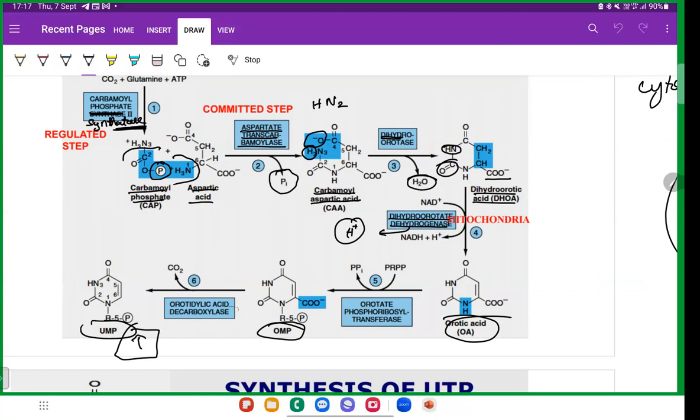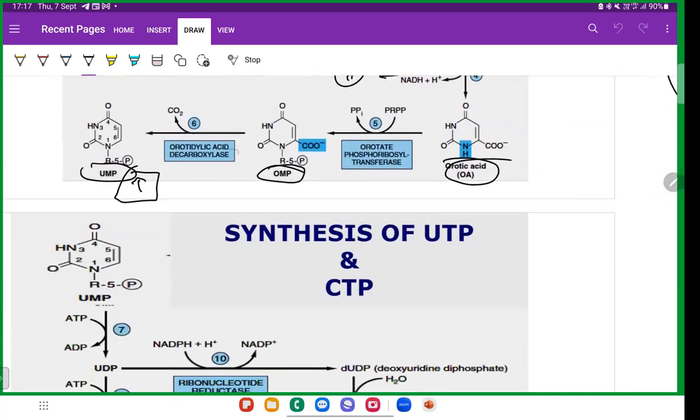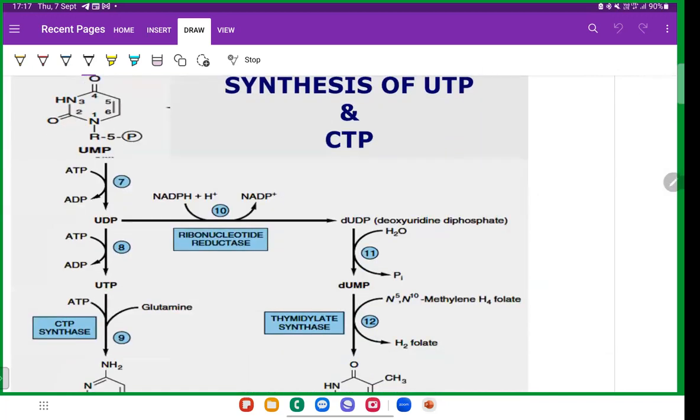Orotic acid, in the presence of orotate phosphoribosyl transferase, forms orotidine monophosphate. In the presence of orotidylate decarboxylase, it is going to form uridine monophosphate. So, uridine monophosphate has formed. Now what do we need to do with this uridine monophosphate? On one side, we need to convert uridine monophosphate into uridine triphosphate. On the other side, we need cytosine triphosphate. So let's see how that gets converted.